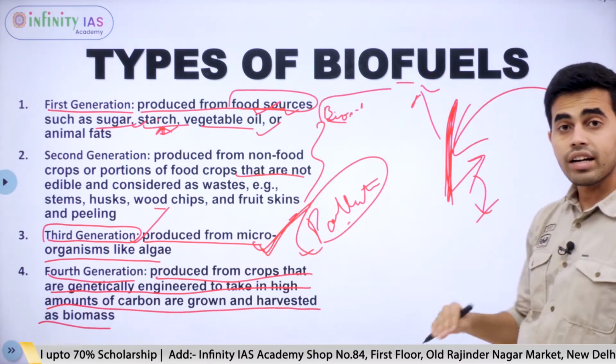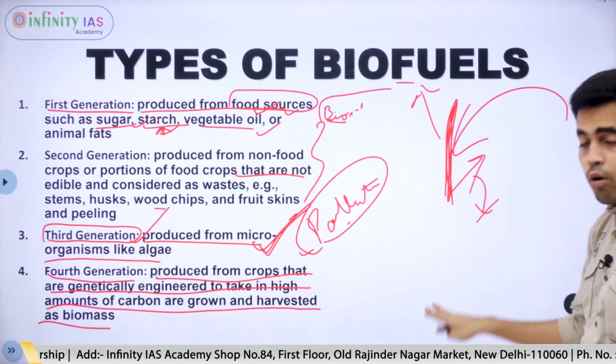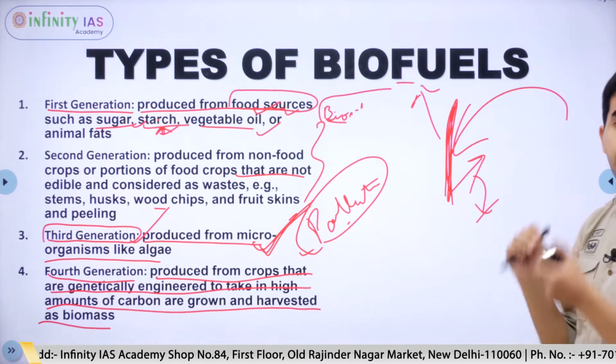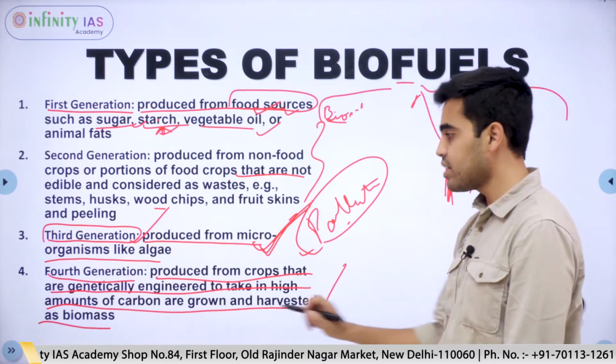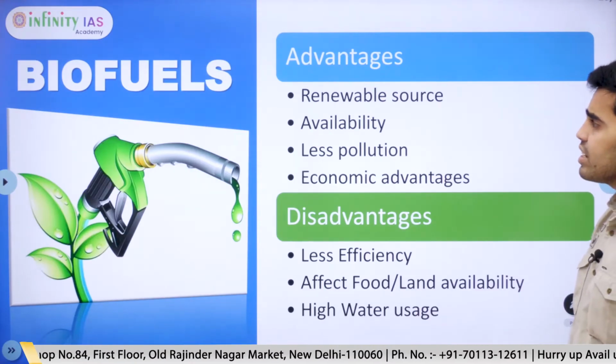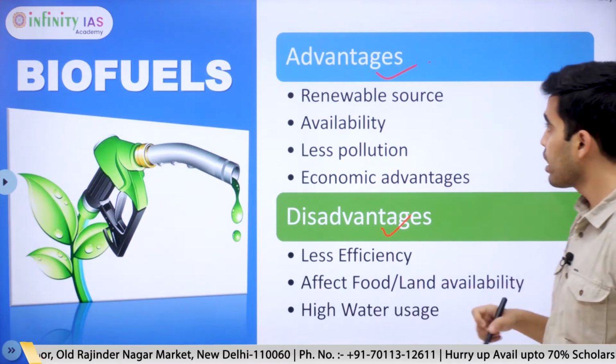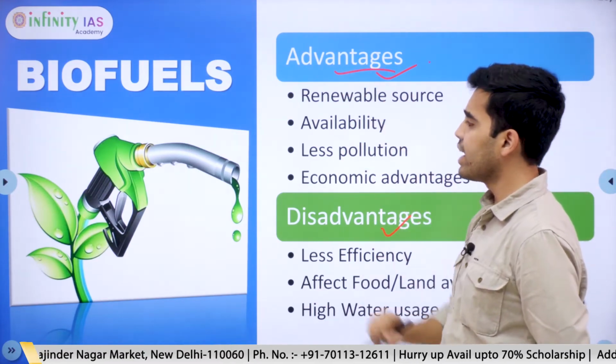So it is not a net emitter but net capture. So it takes in more carbon dioxide than it emits. So this is the latest generation of biofuels. Now we see certain advantages and disadvantages in biofuels. We'll first look at what are the advantages.